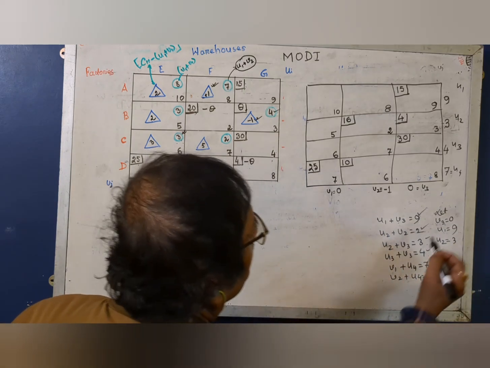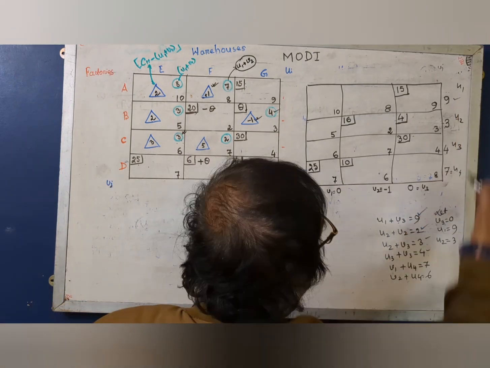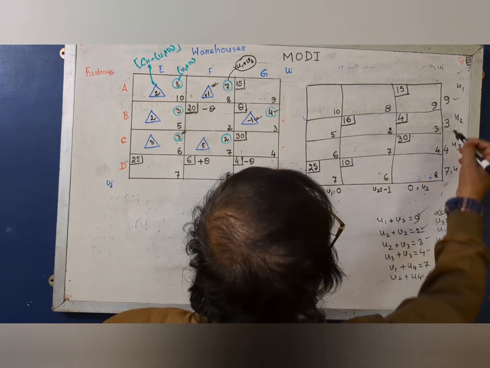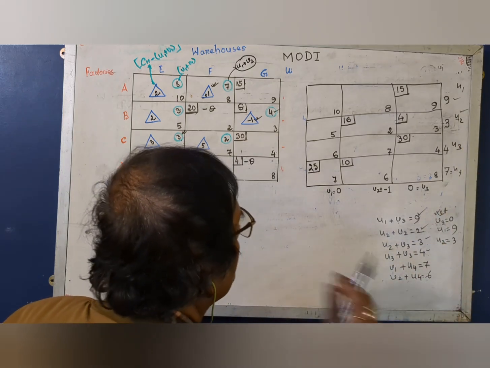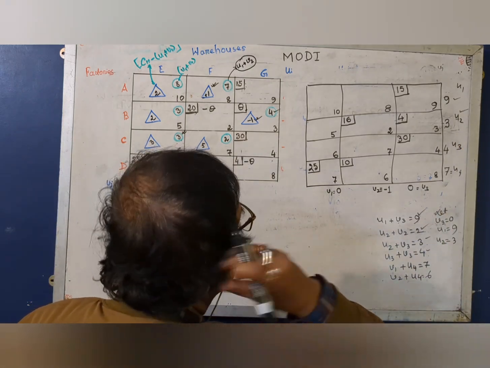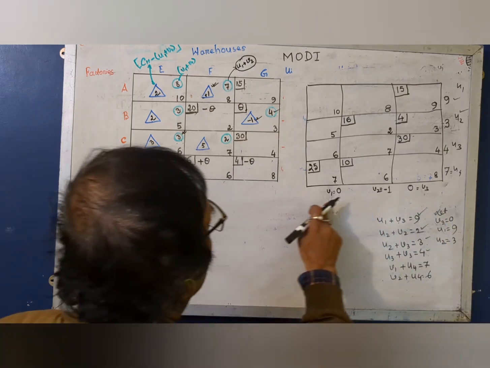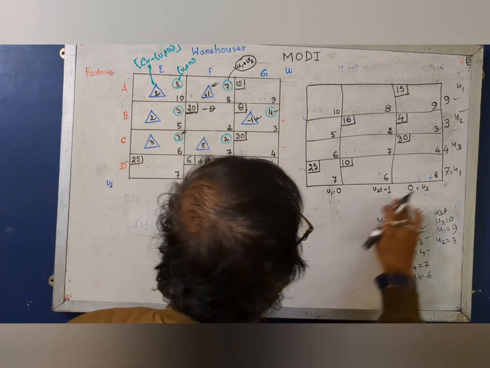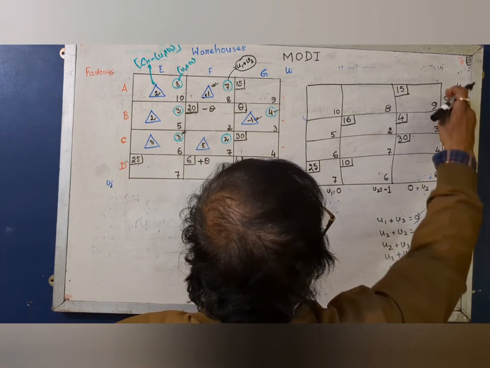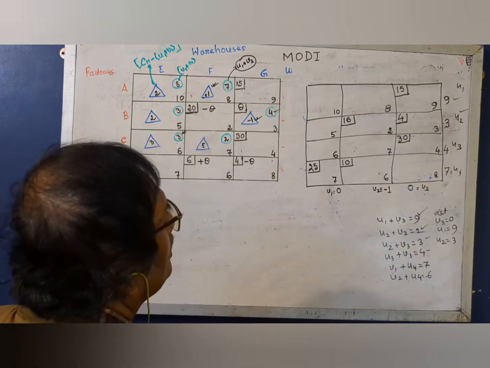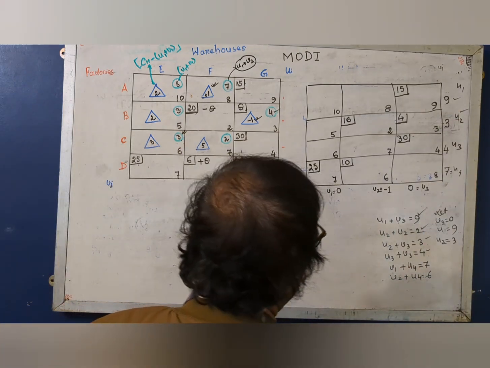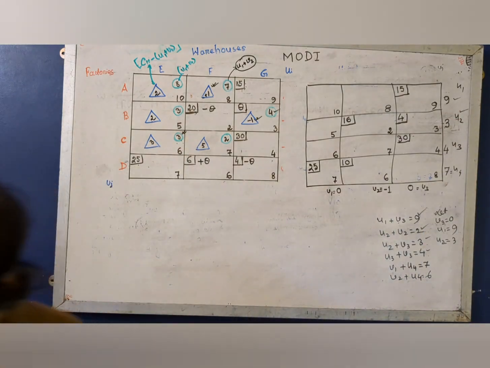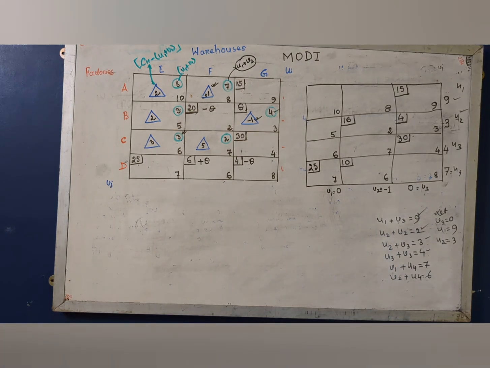You check. U1 is equal to 9. U2 is equal to 3. In this way, if you try, then you can check it. All the values are this. So it is the direct shortcut method by which you can find out all the dual variable values.